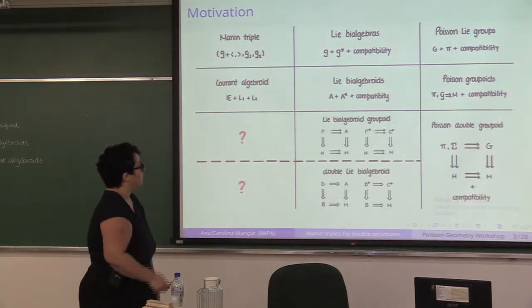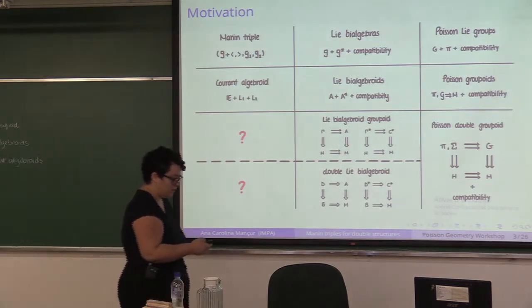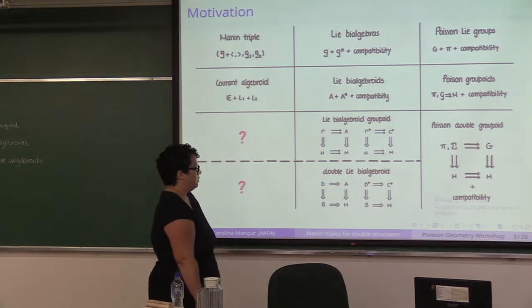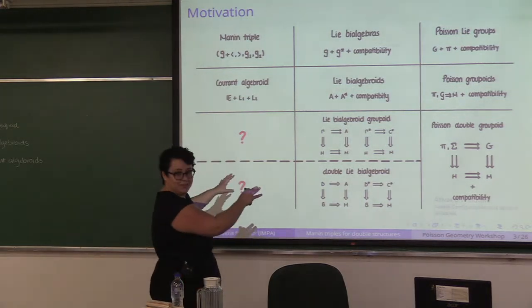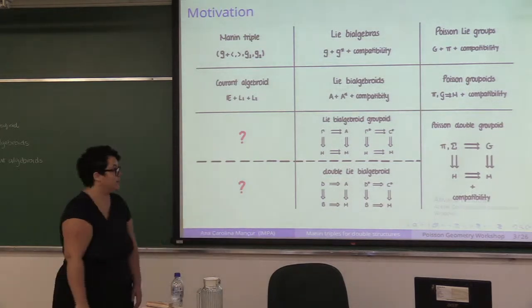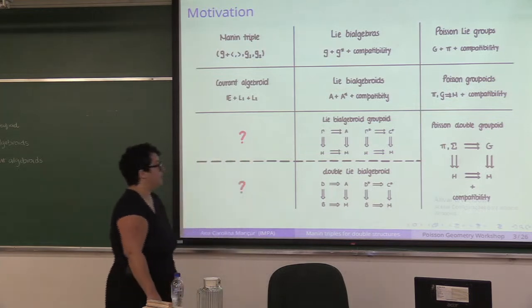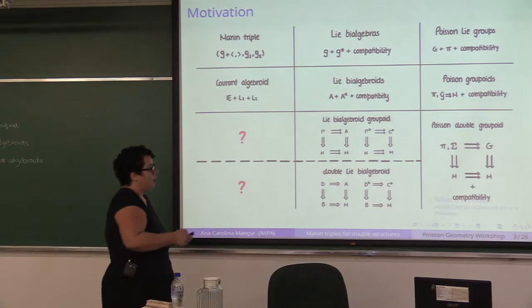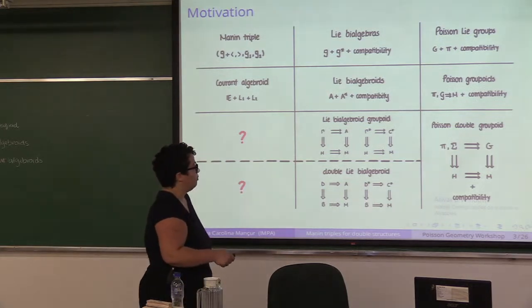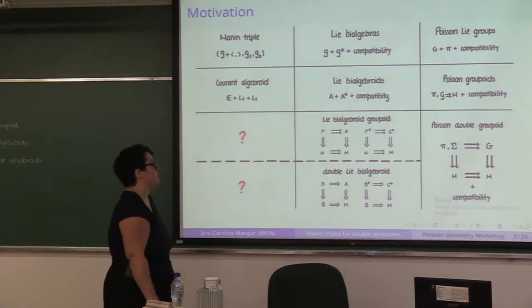So we have the third line. Here you have Poisson double groupoids. Don't worry about the definition of these things. I will talk about this later. A double Lie groupoid was defined by Mackenzie. We have a groupoid over another groupoid and some compatibility between these structures.